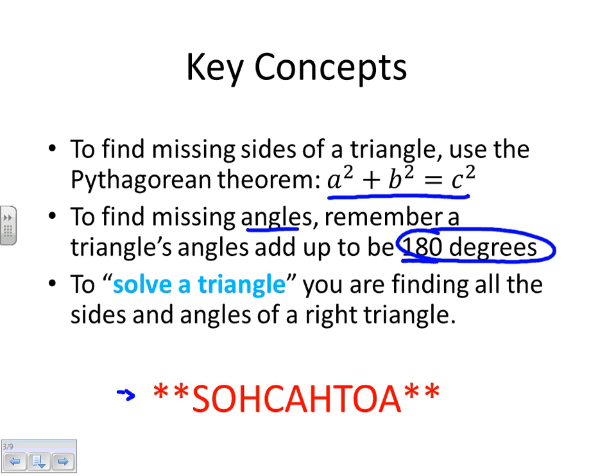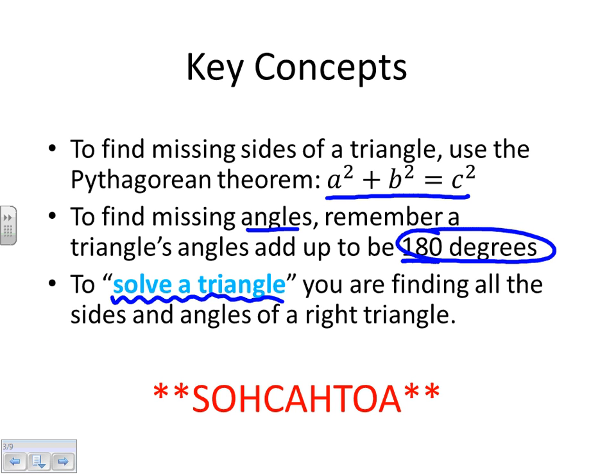Okay, and then we're going to use the term solve a triangle. And you might ask, well, what the heck does solve a triangle mean? Well, it means you are finding all the sides and all the angles of a right triangle. So every side you'll find and every angle you'll have some value for. And that's called solving a triangle.